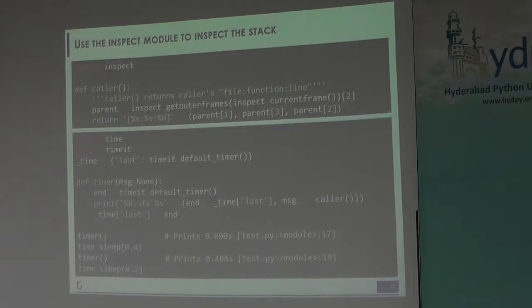So I have to go 2 steps up. So we get all the outer frames and get not 0, which is caller itself, not 1, which is timer. We get 2, which is the context of its parent, the grandparent in this case. And then that has some attributes. Item number 1 happens to be the file. Item number 3 happens to be the function. Item number 2 happens to be the line. And we put this in here and return the information.